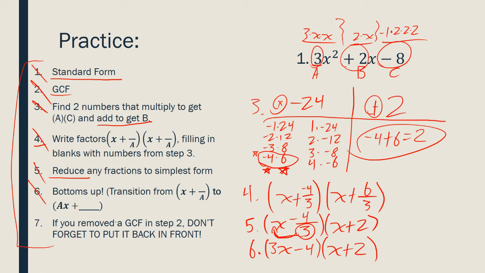Now step 7 is if I remove the greatest common factor in step 2, don't forget to put it back in front. Well, I didn't take out a greatest common factor, so I'm done. This is my final answer: 3x minus 4 times x plus 2.